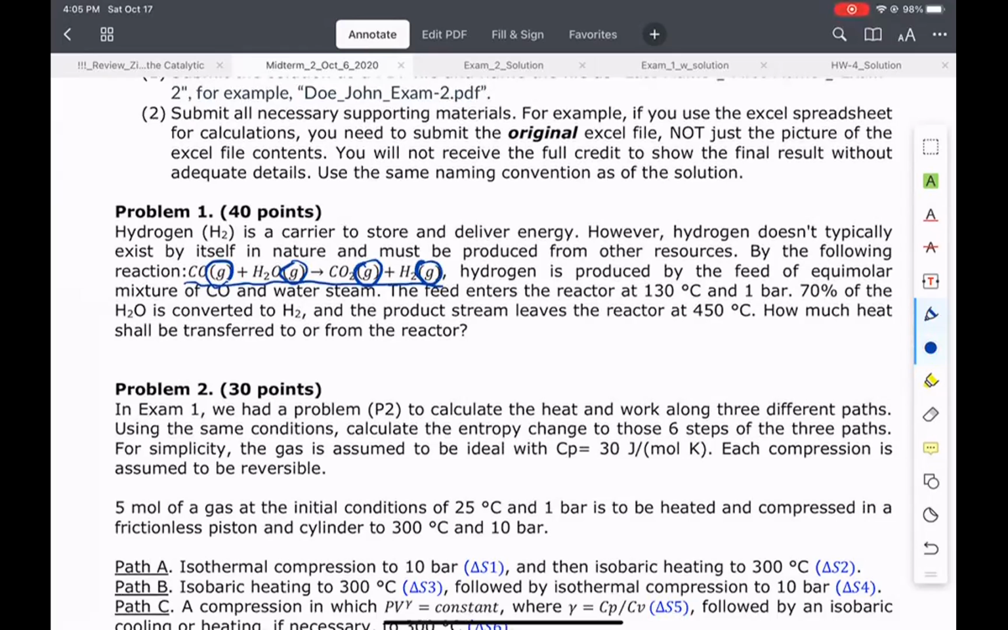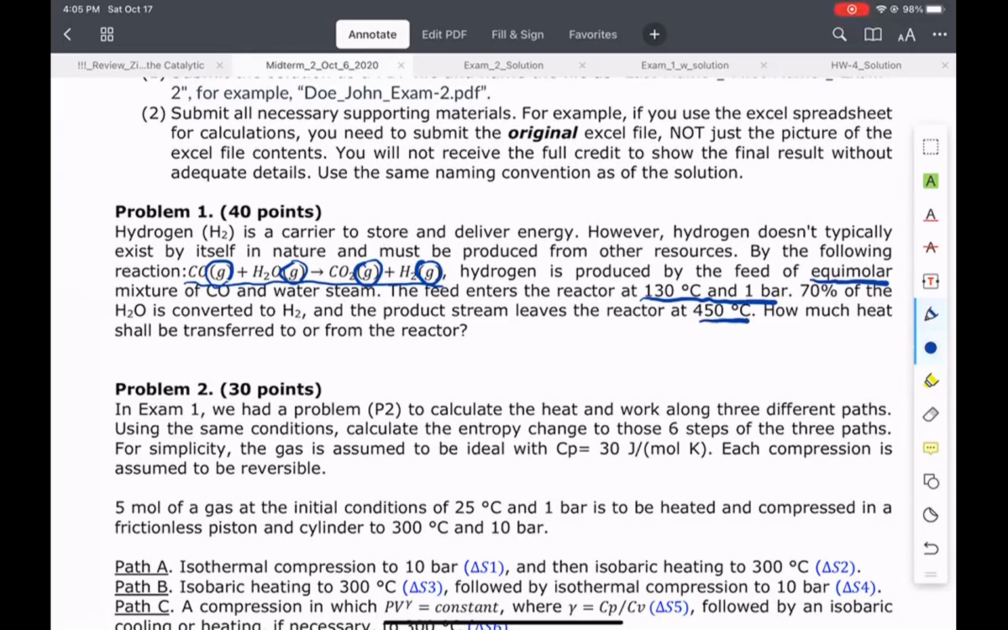And the problem statement says hydrogen is produced from a feed of an equimolar mixture of CO and water steam. So we are going to have the same molar ratio of CO and water at the inlet. The feed enters the reactor at 100 degrees C and 1 bar. 70% of the water is converted to hydrogen, and the product steam leaves the reactor at 450 degrees C.